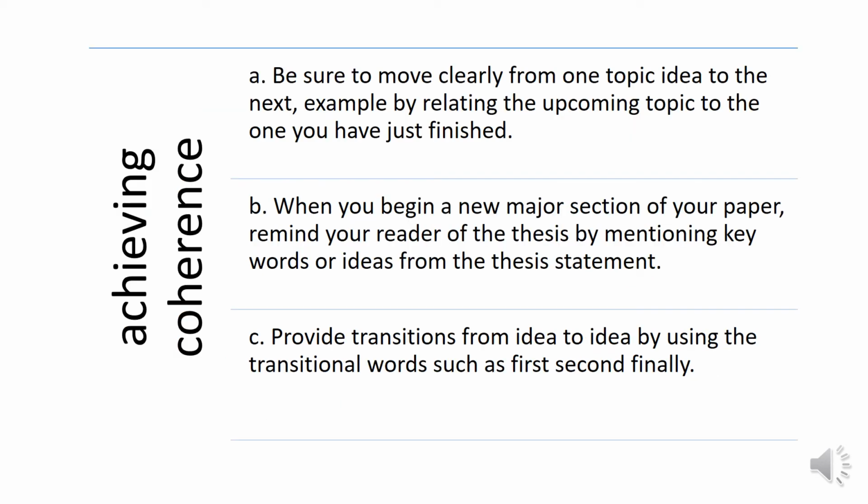There are three ways of achieving coherence that are especially useful. The first one: be sure to move clearly from one topic or idea to the next, for example, by relating the upcoming topic to the one you have just finished. B. When you begin a new major section of your paper, remind your reader of the thesis by mentioning keywords or ideas from the thesis statement.